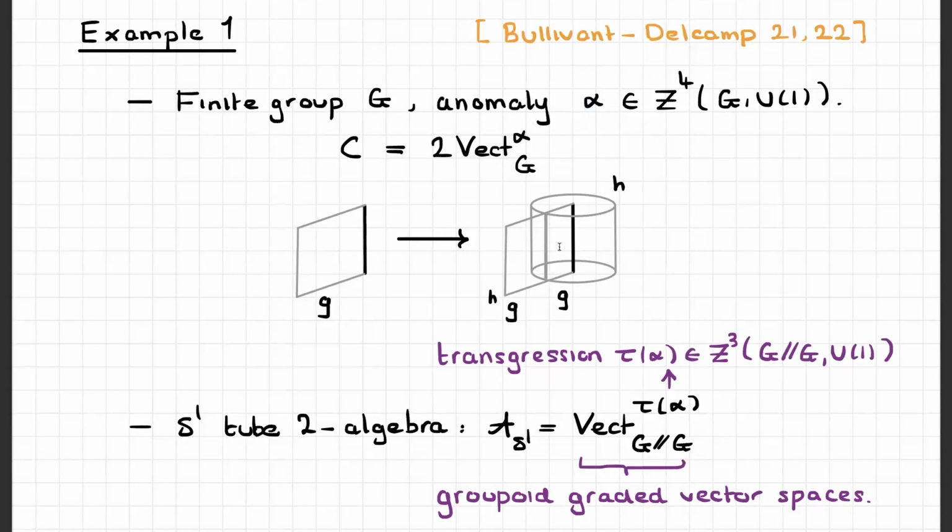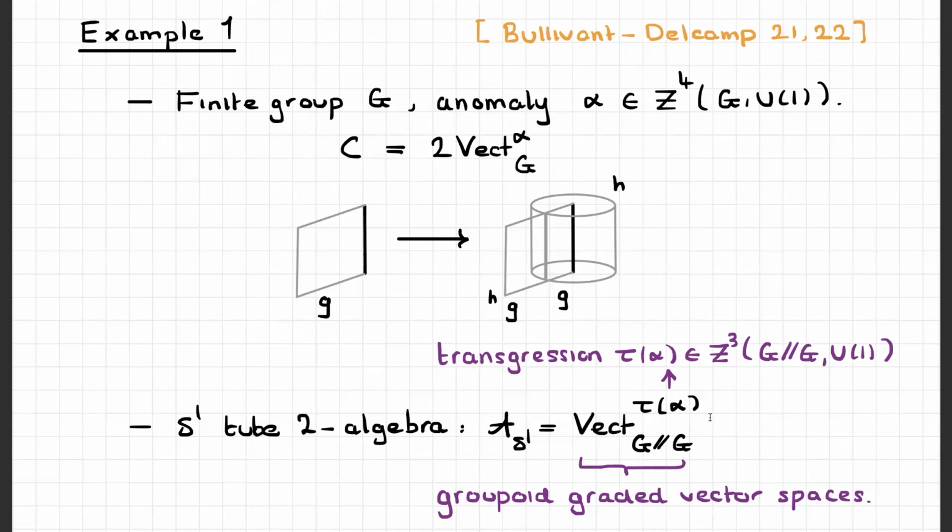And the picture is very much the same as the invertible case in 2 dimensions. The twisted sectors are just labeled by group elements, and it acts by conjugation among the twisted sectors. And in this case, the tube algebra, or the tube 2 algebra, instead of being the groupoid algebra, is going to be a categorification of that, which is groupoid graded vector spaces.